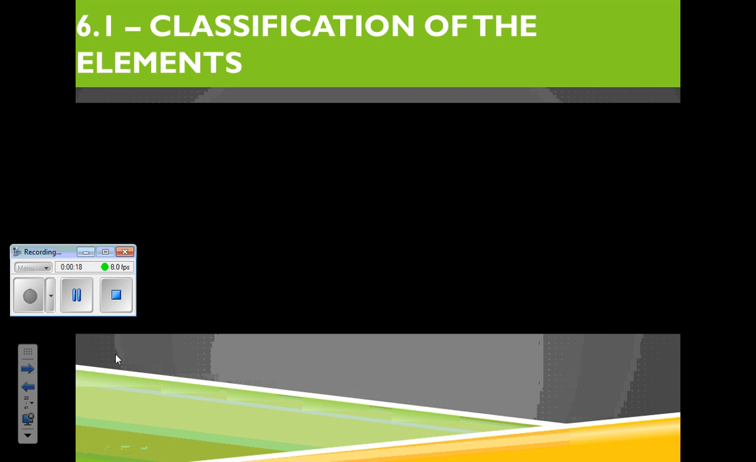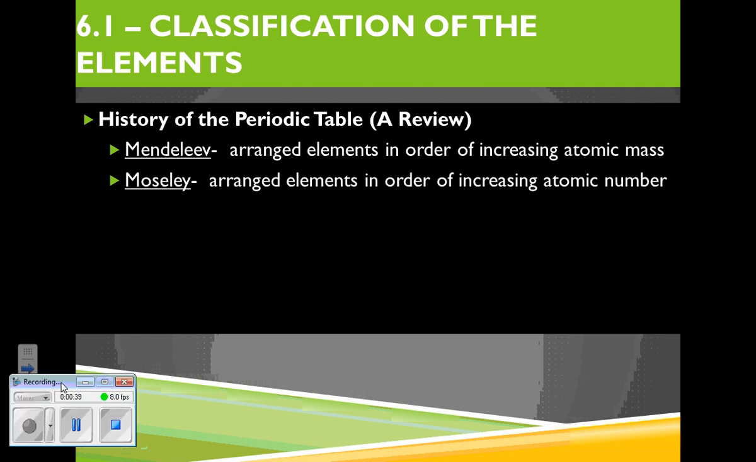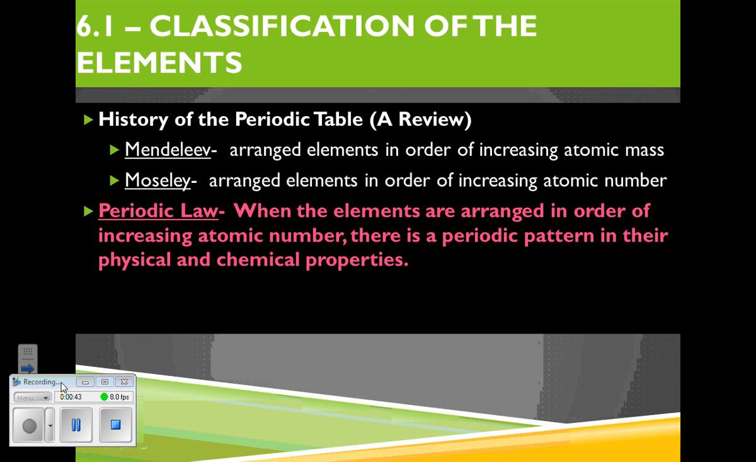Classification of the elements. We have found in our history that Mendeleev arranged the elements according to increasing atomic mass, but had a few issues. Moseley, who had come after we discovered the proton, arranged the elements in order of increasing atomic number, and that is the modern table that we use. Therefore, periodic law, the definition of this table, is when the elements are arranged in order of increasing atomic number, there is a periodic pattern, a cyclical repeating of physical and chemical properties in each group. Remember, groups are the vertical columns on your periodic table.